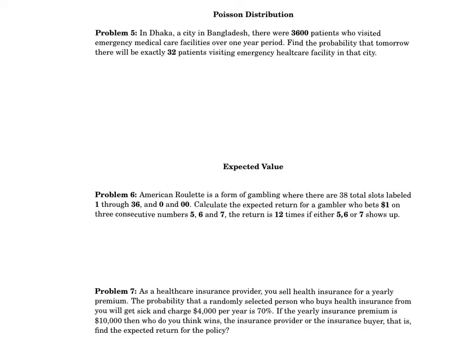So this is a Poisson distribution problem. In Dhaka, which is a city in Bangladesh, the capital city of Bangladesh, 3,600 patients visited emergency medical care facilities over 1 year. Find the probability that tomorrow there will be exactly 32 patients visiting an emergency healthcare facility in the city. So pay attention, the case is 3,600 over 1 year, but they want 32 in a single day. So if you have 3,600 patients visiting emergency care in 1 year, in 1 day, how many?